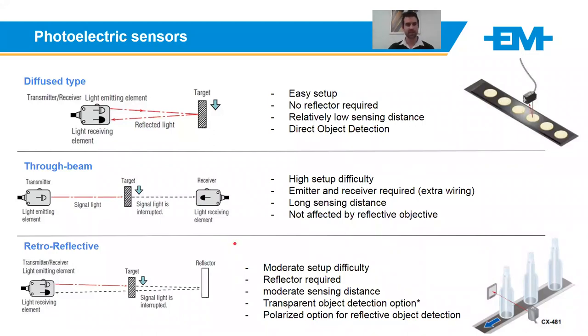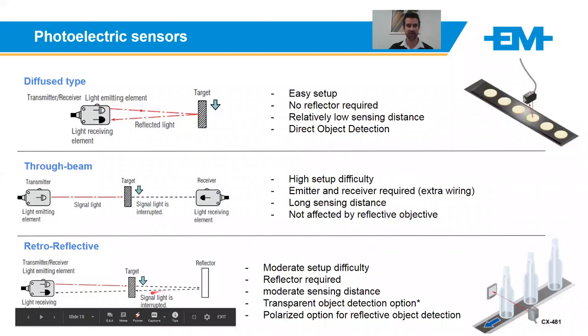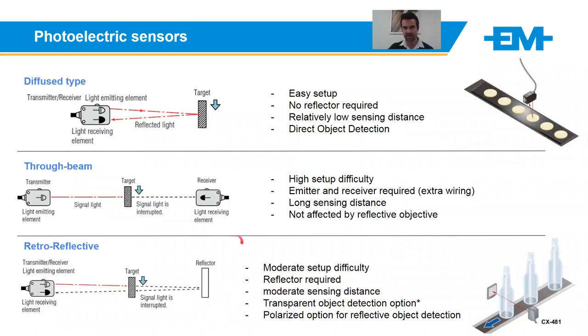On to retroreflective types. Similar to the through beam, except we use a reflector to bounce light off, and the target breaks the beam. Compared to the above two, it's got a moderate setup difficulty. You don't really have to wire anything to the reflector, but you still have to mount it and position it. You obviously need a reflector as well. And this option is great for transparent bottle and object detection. We'll touch on that just now.